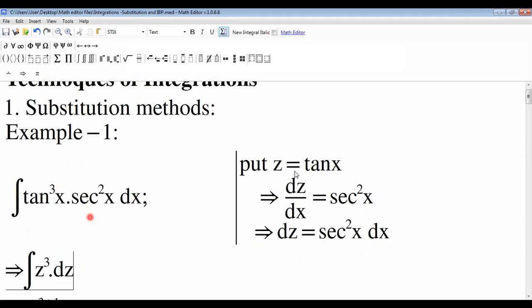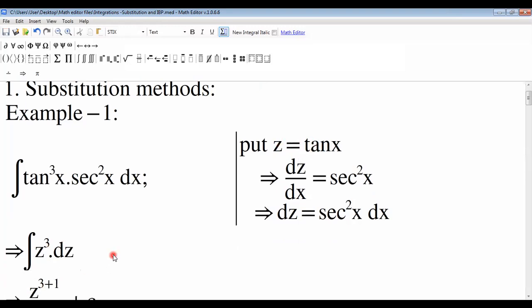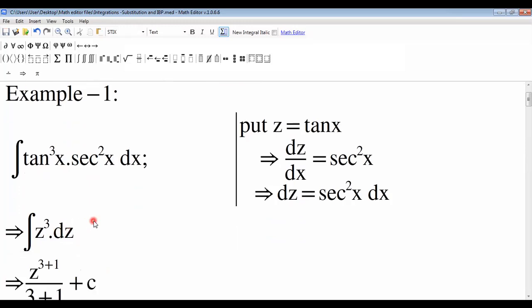So tan cube becomes z cube, because z equals tan x, so z cube dz. Now all variables and functions are substituted to the z variable. The x variable is substituted to the z variable. This is why it is called the substitution process of integration.